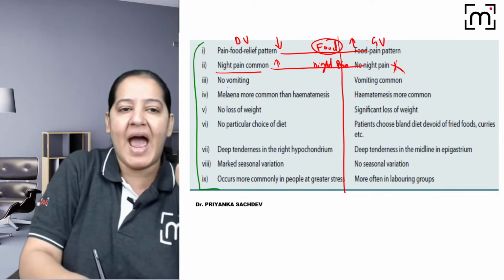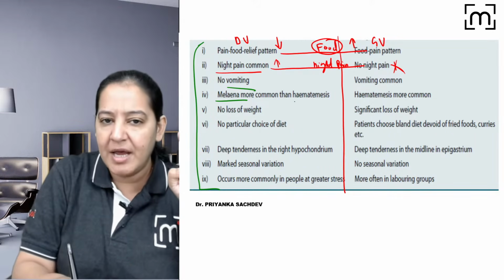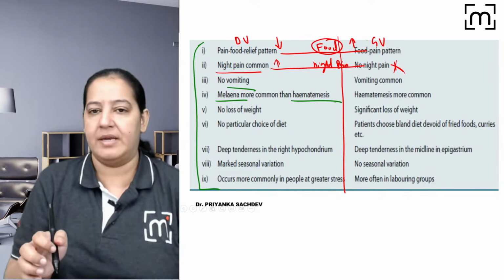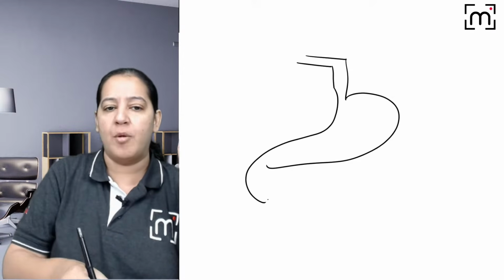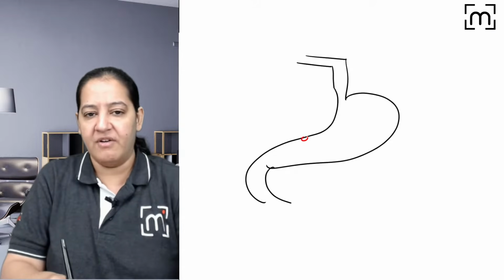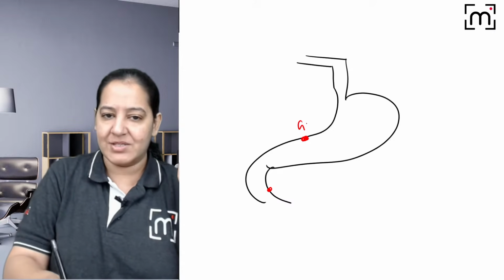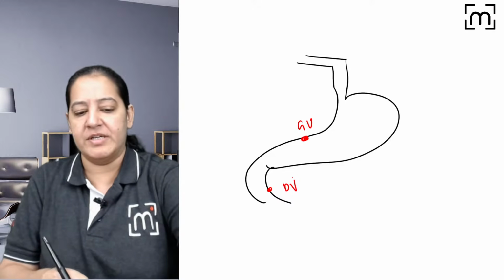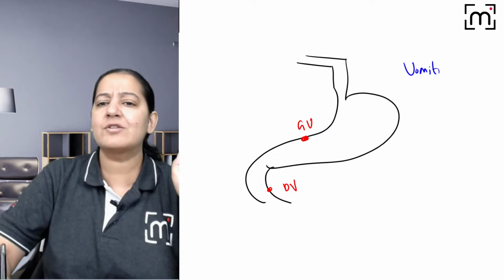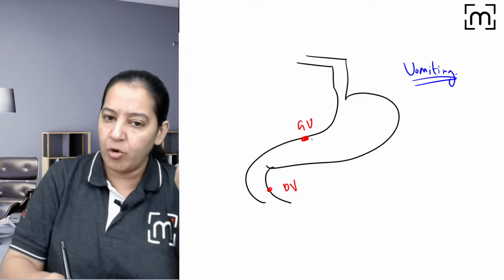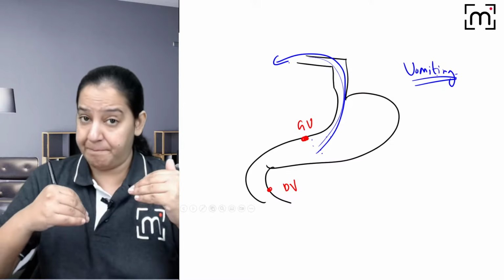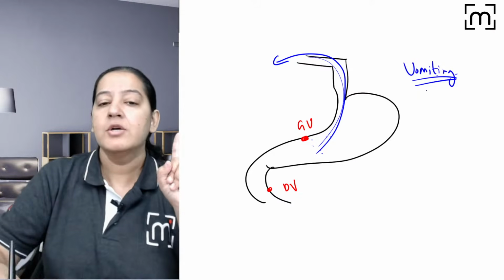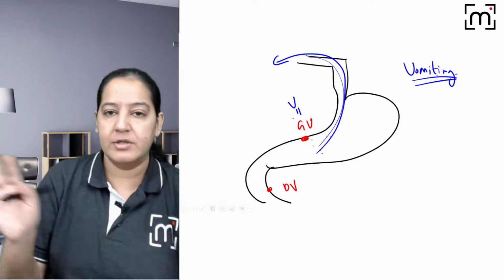After that, vomiting and melena and hematemesis. Three things I am going to explain. I have to draw the same diagram again and again to explain these three concepts. Vomiting is more common in which ulcer? I'm having two ulcers, one in stomach, one in duodenum. Common sense. Vomiting is more common in gastric ulcer. When the person eats the food, it will come out because the person has pain while eating, so he will vomit out. So vomiting is more common in gastric ulcer, not in duodenal ulcer.